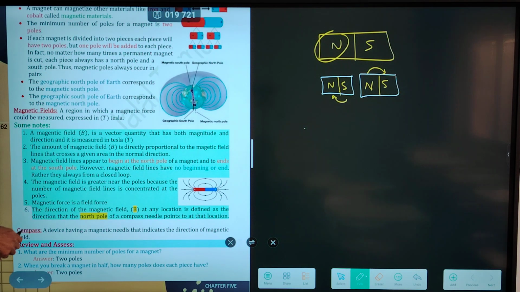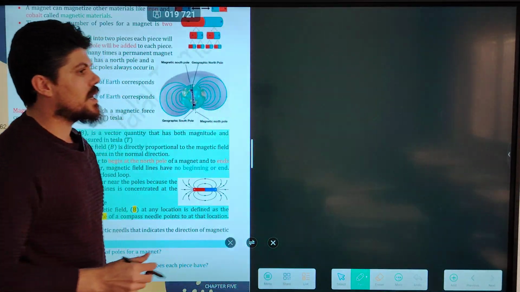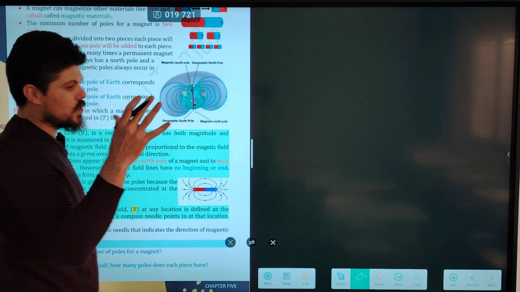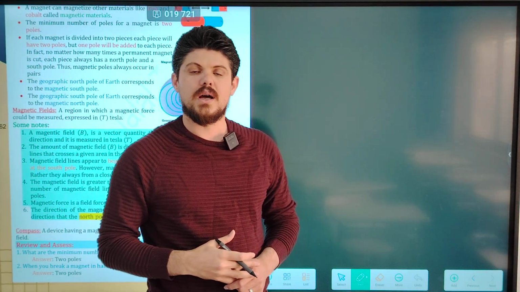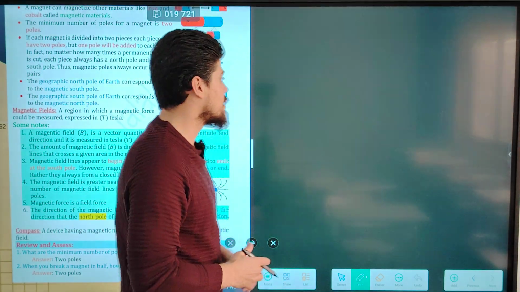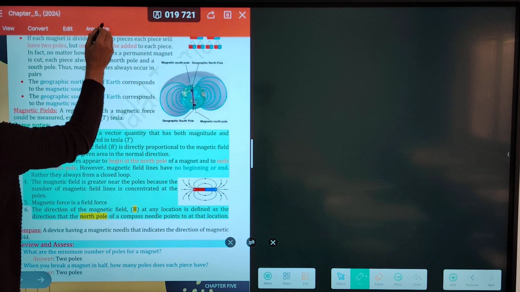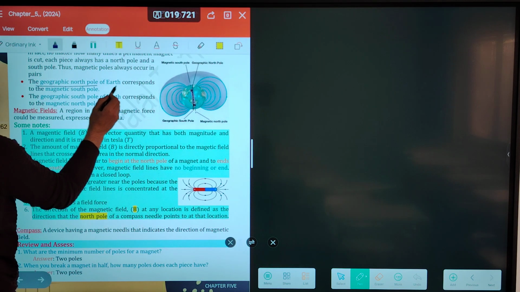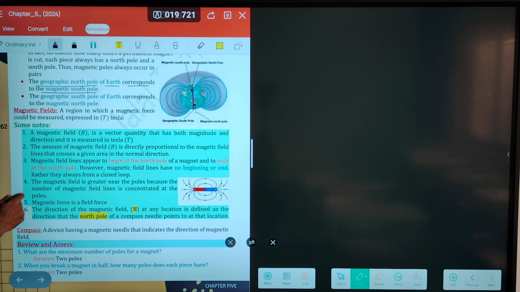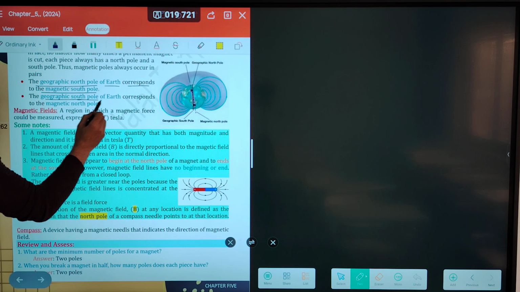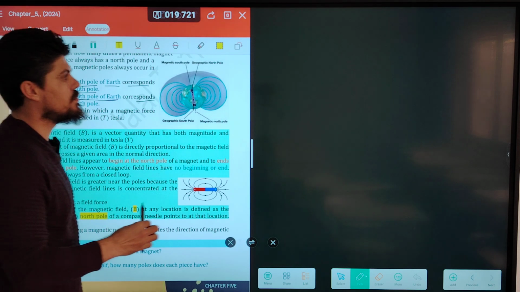Guys, we have 2 different types of poles in Earth's magnetic field: the geographic pole of Earth and the magnetic pole of Earth. The geographic north pole of Earth corresponds to the magnetic south pole. And the geographic south pole of Earth corresponds to the magnetic north pole.